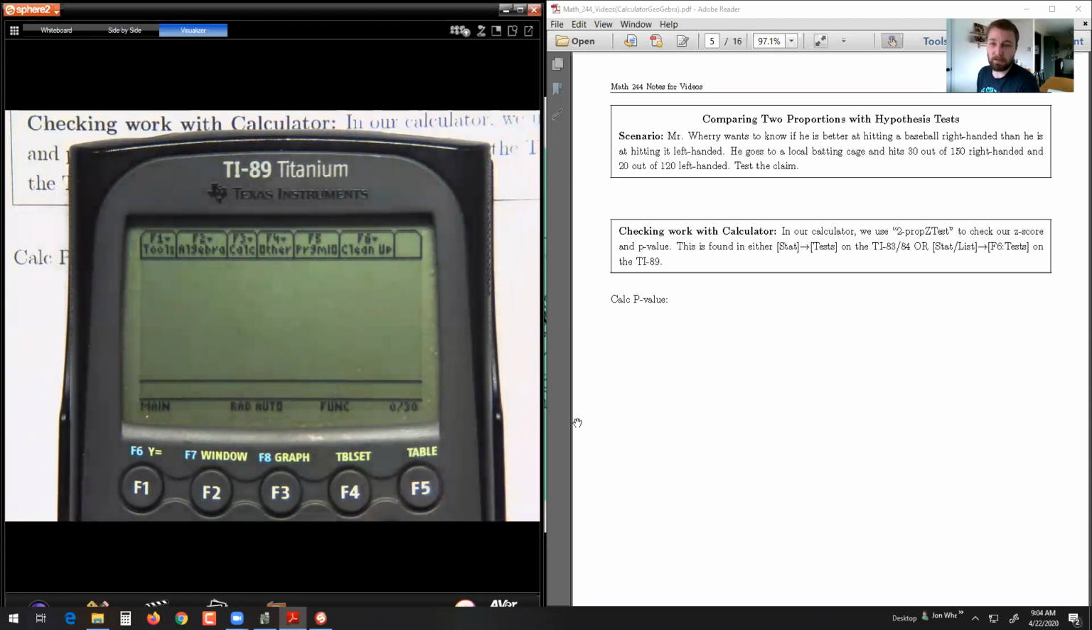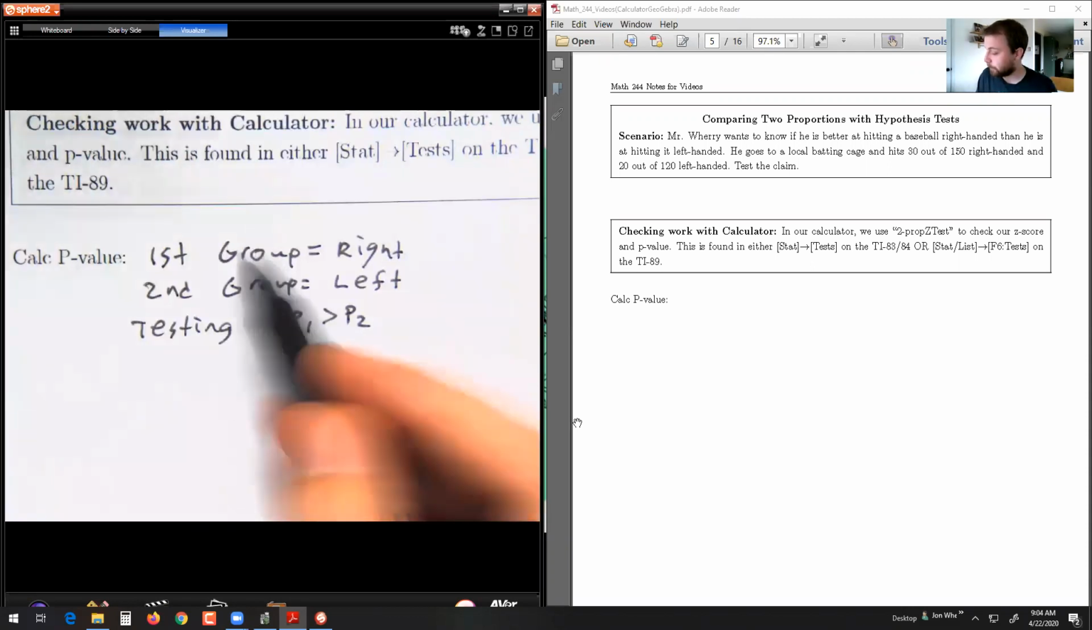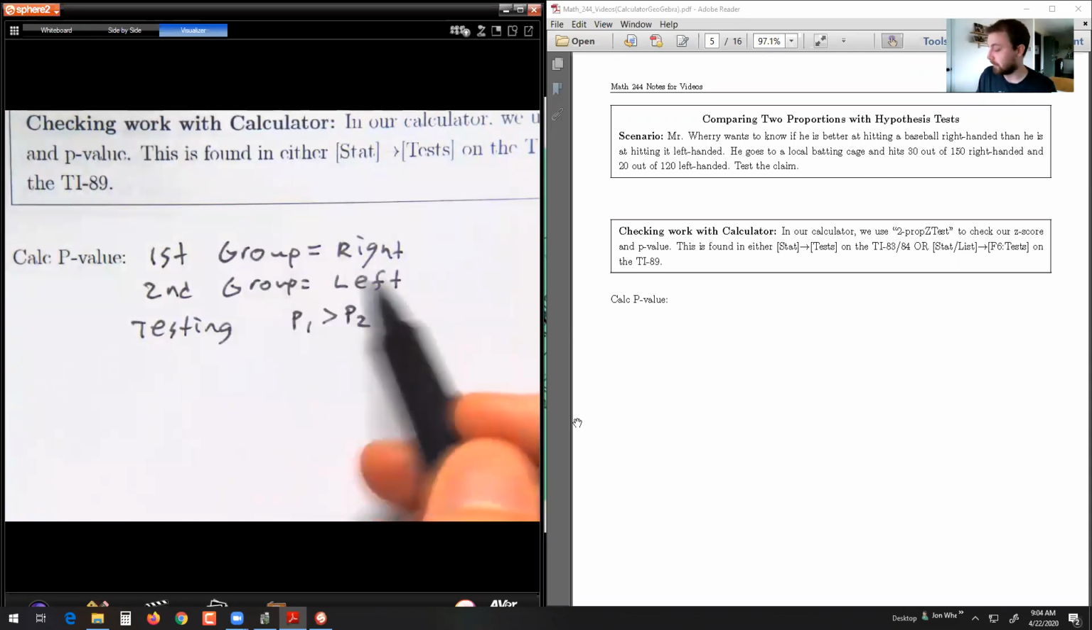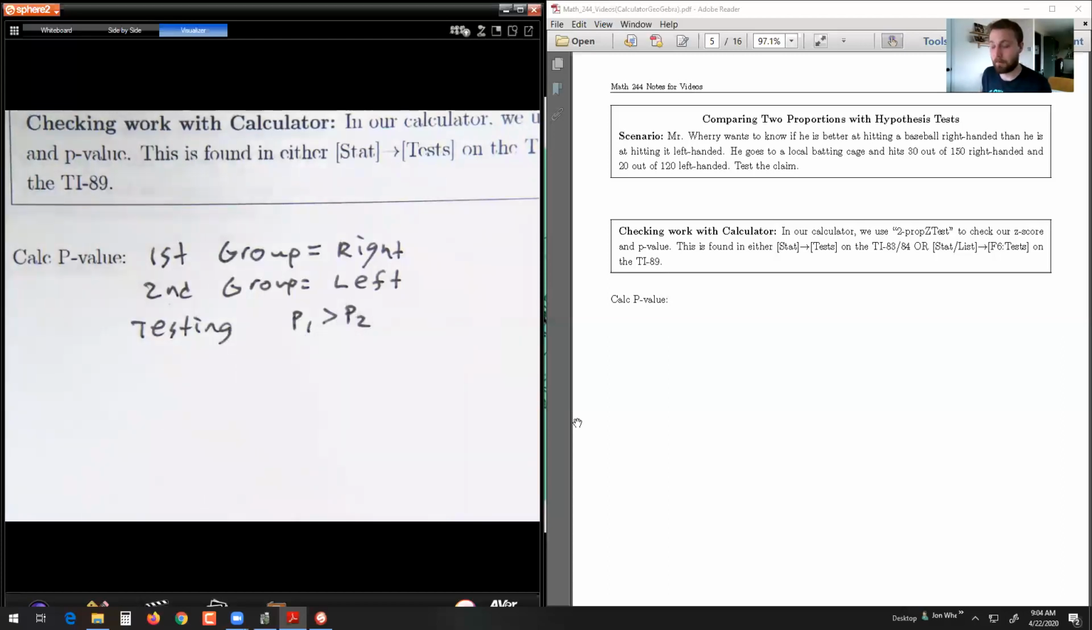Starting with the TI-89, first note, I want to compare if I'm better hitting baseball with my right hand versus my left hand. Whenever I have multiple groups, it's a good idea to compare them. So first group is the right hand, second group is the left hand. I think I'm better with the right hand than I am with the left hand.